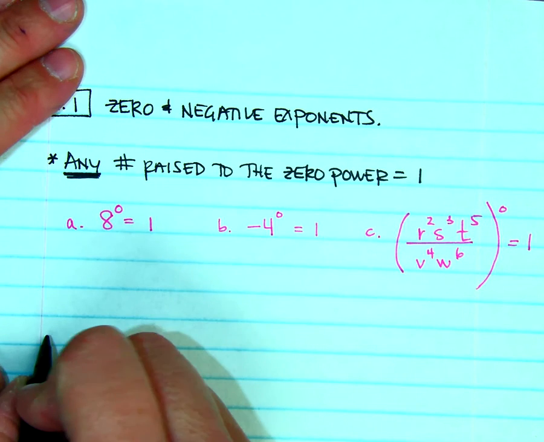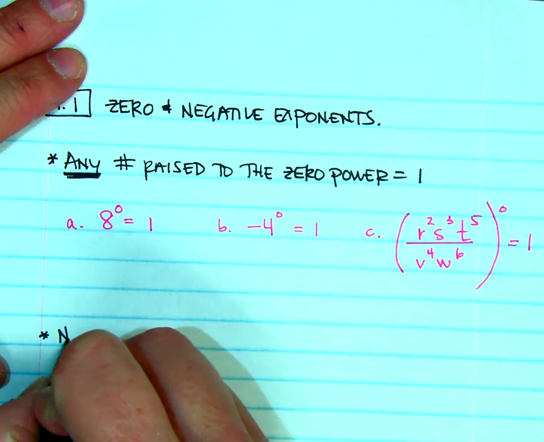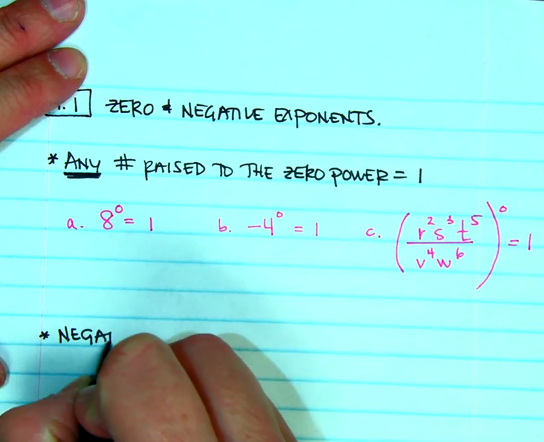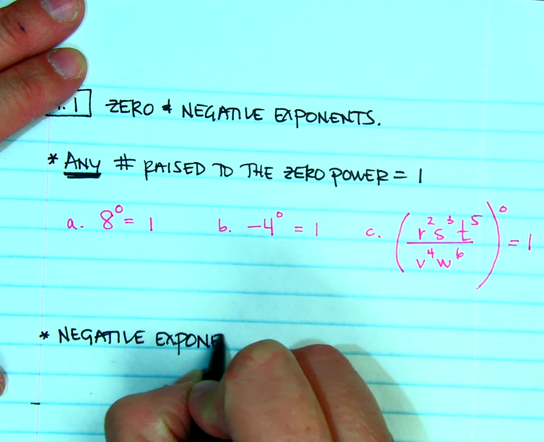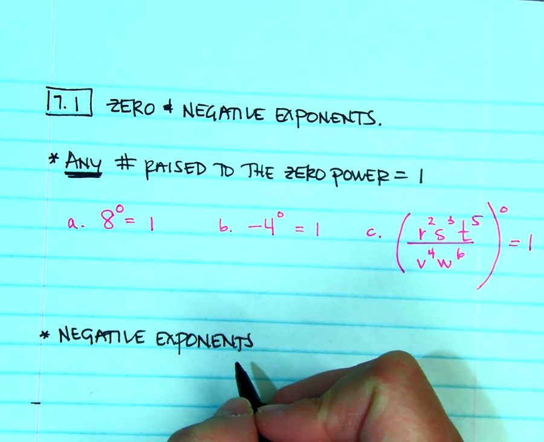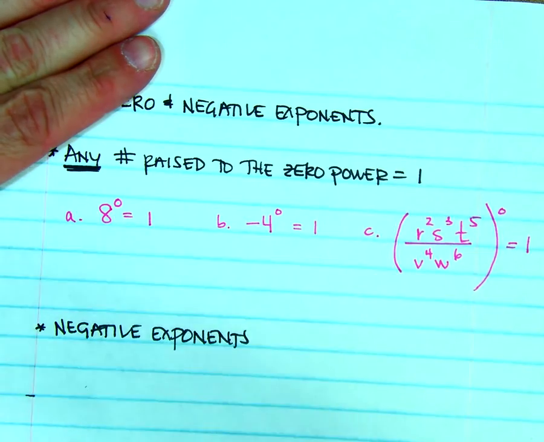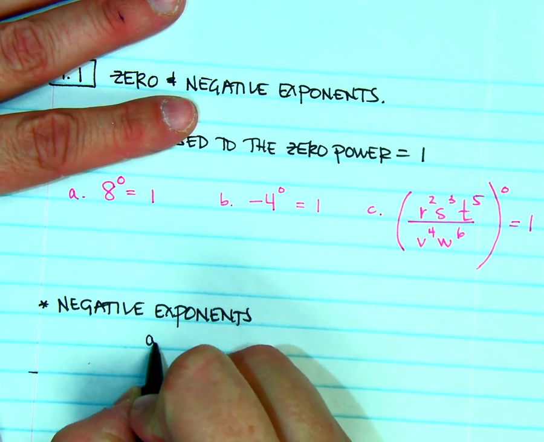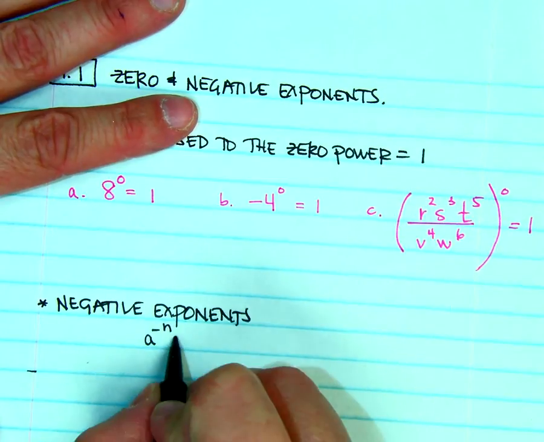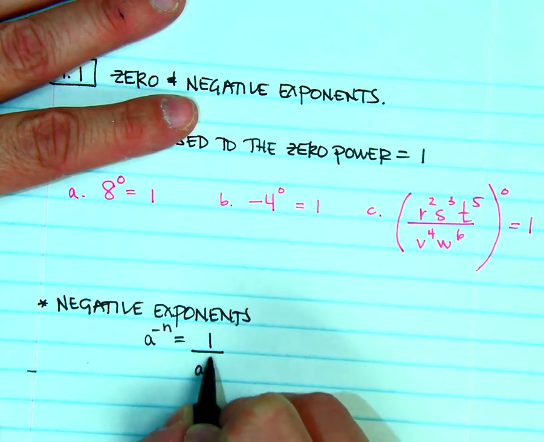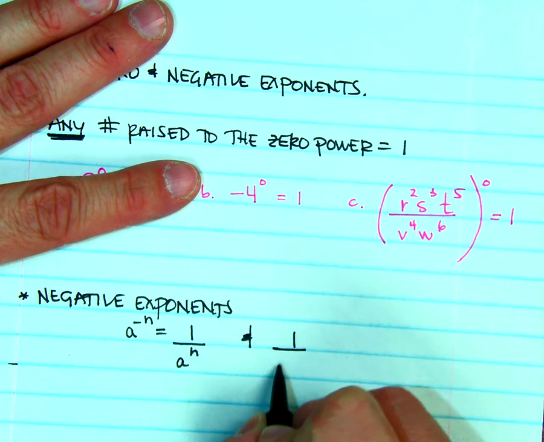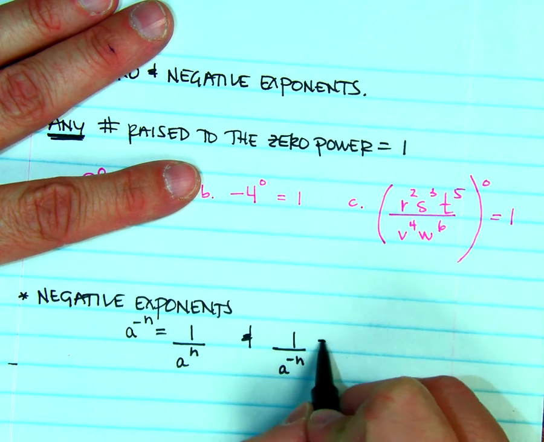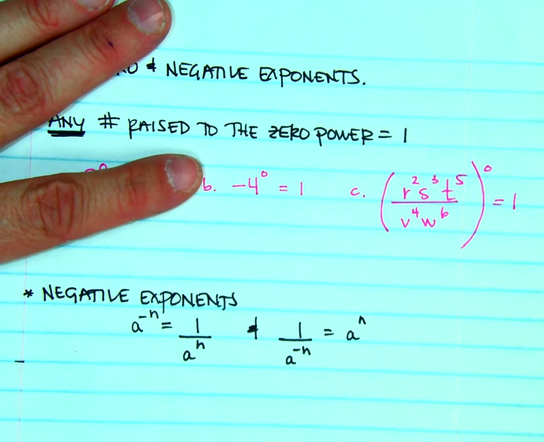Next topic is negative exponents. In a weird format without using any number values, a to the negative n power equals 1 over a to the n, and 1 over a to the negative n equals a to the positive n.